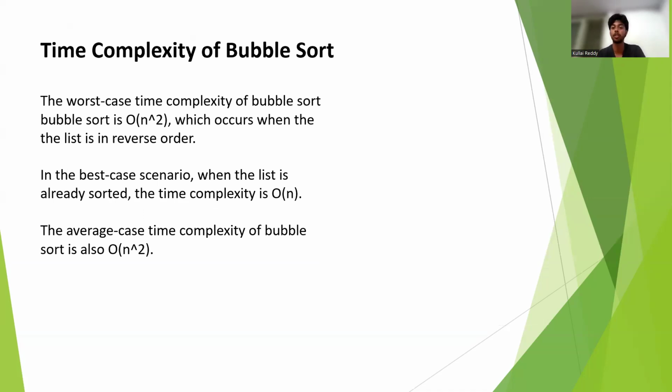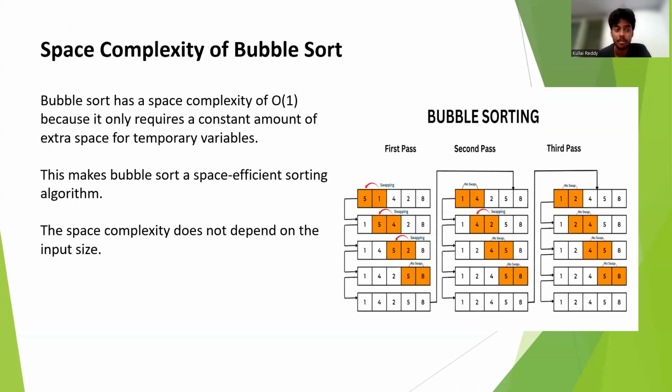Time complexity of bubble sort. The worst case time complexity of bubble sort is O(n squared), which occurs when the list is in reverse order. In the best case, when the list is already sorted, the time complexity is just O(n). So in the worst case, when it is in reverse order, it is O(n squared), and in the best scenario, already sorted, the time complexity is O(n). The average case time complexity of bubble sort is also O(n squared).